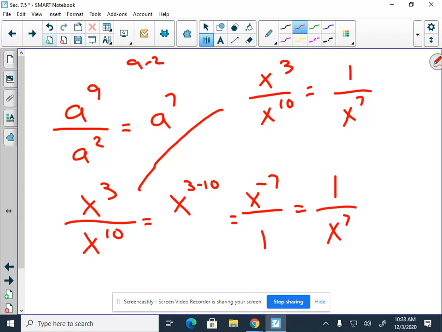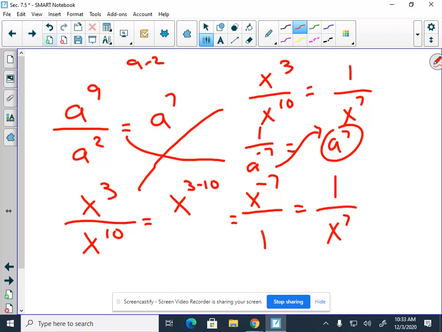Now, I could do this one the same way, going bottom minus top. But if I go bottom minus top, I would get a to the negative 7 in the bottom, and then it would move back to the top, and I'd have a to the 7. No matter what you do, you should get the same answer if you do the mathematics right.